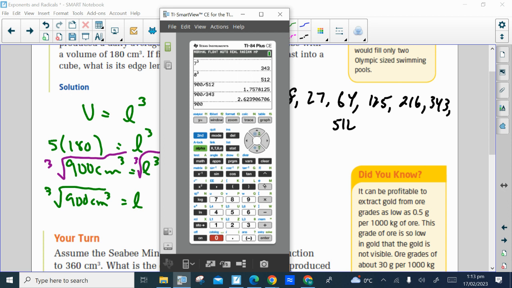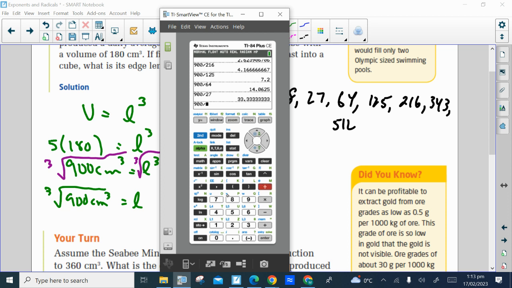Next, we'll try and divide it by 216. And we'll keep working our way down the list until we find something that goes evenly. That's probably the closest that we're going to get. Okay, even though it's not an integer, at least it's a terminating decimal. But we'll check the other ones just to be sure. 900 divided by 64. That's a longer decimal, so I don't want to use that. 900 divided by 27. Repeating decimal, don't want to use that.